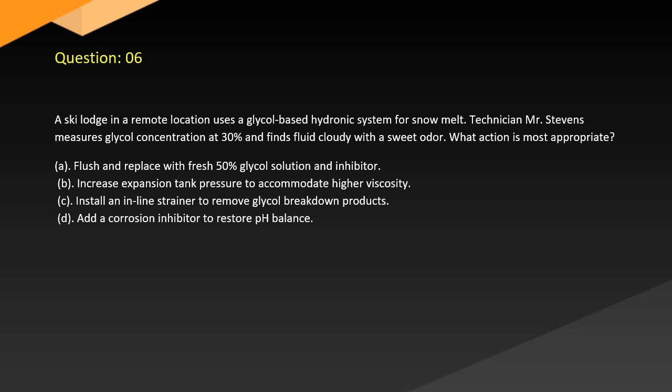A. Flush and replace with fresh 50% glycol solution and inhibitor. B. Increase expansion tank pressure to accommodate higher viscosity. C. Install an inline strainer to remove glycol breakdown products. D. Add a corrosion inhibitor to restore pH balance.